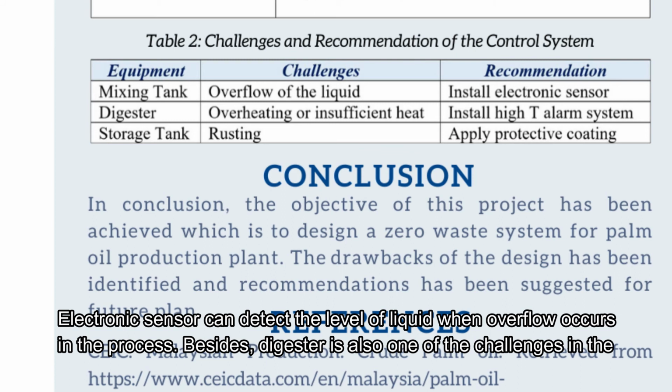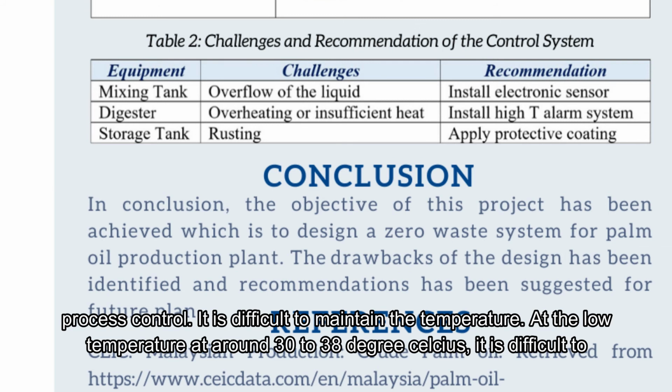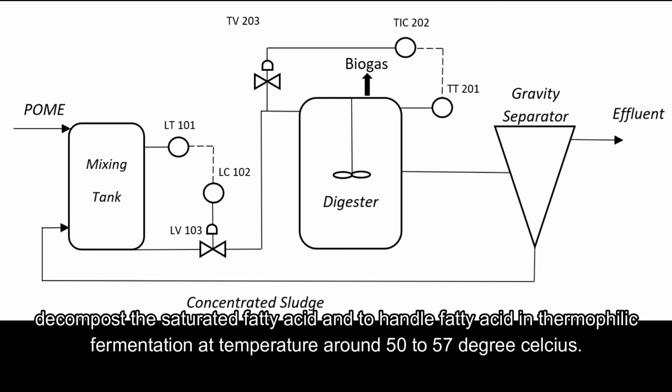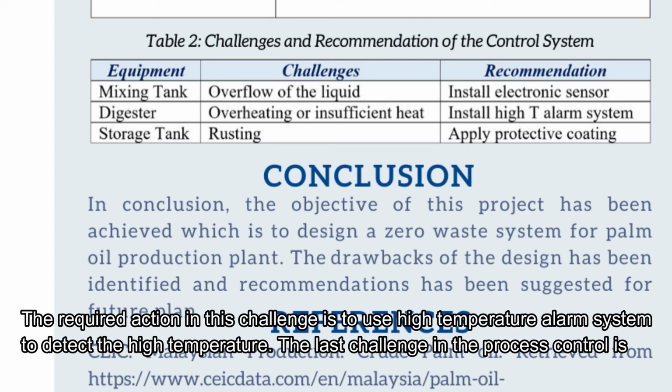Besides, the digester is also one of the challenges in the process control. It is difficult to maintain the temperature. At the low temperature, around 30 to 38 degrees Celsius, it is difficult to decompose the saturated fatty acid, and also to handle fatty acid in thermophilic fermentation at temperature around 50 to 57 degrees Celsius. The action required in this challenge is to use a high temperature alarm system to detect the temperature.